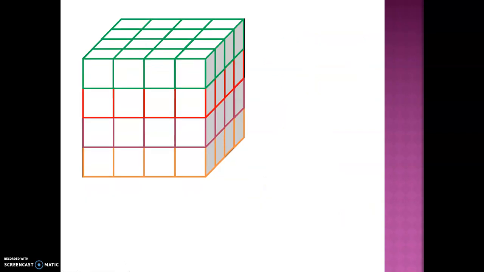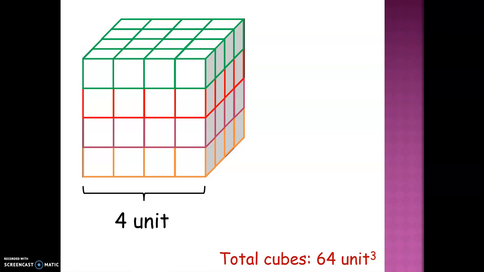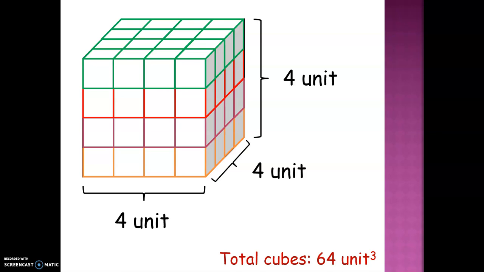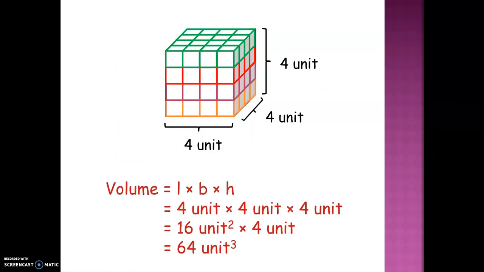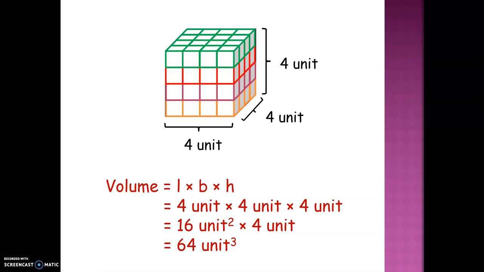So let's see if we give dimensions. We know this is a cube. It means all its dimensions, that is all its sides, will be the same. That is, length, breadth and height will be the same. That is 4 units multiplied by 4 units multiplied by 4 units. So its volume is equal to length times breadth times height, which I told you will be the same, that is side times side times side.